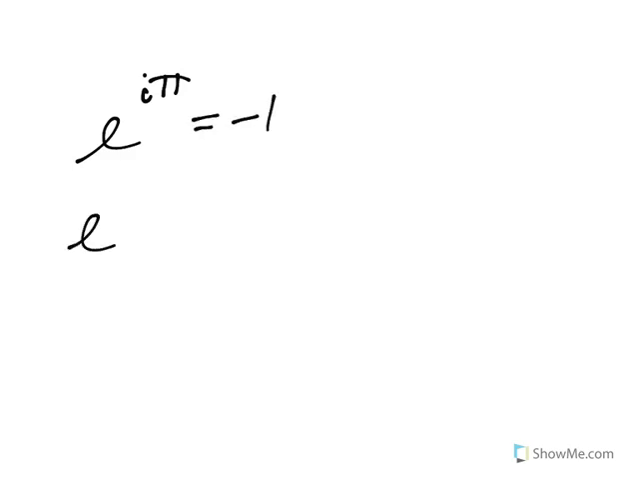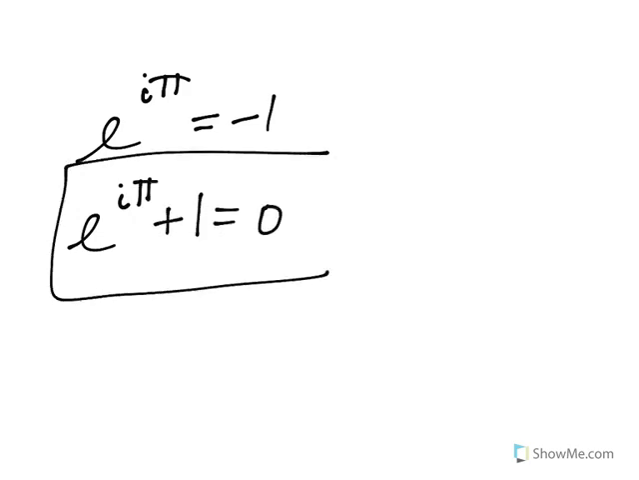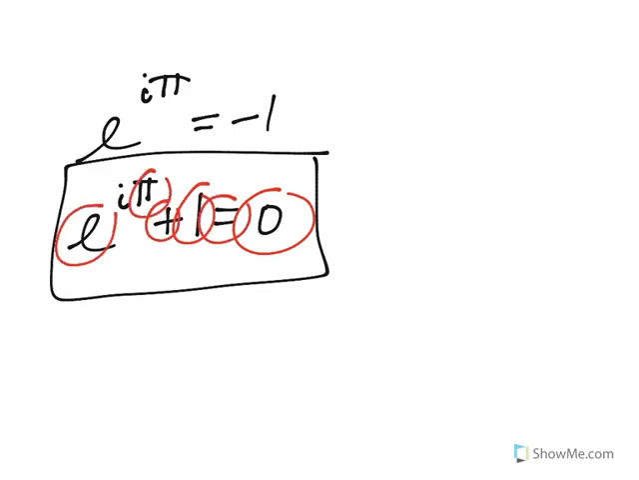If we rearrange that by adding 1 to both sides, we get one of the most famous equations in all of math: e to the i pi plus 1 equals 0. It unites seven of the most important symbols in math: 0, 1, plus, equals, pi, e, and i, all together in one equation, one relationship.